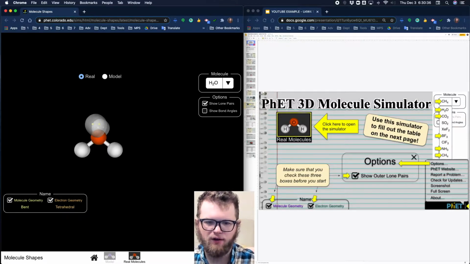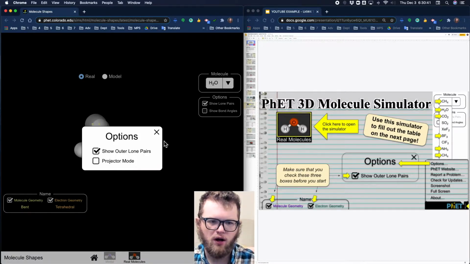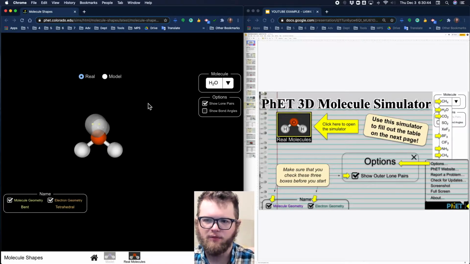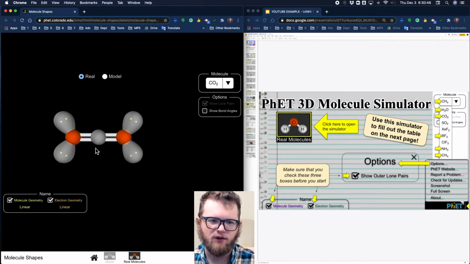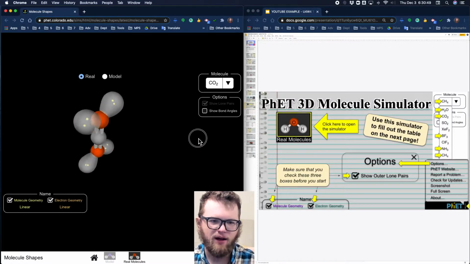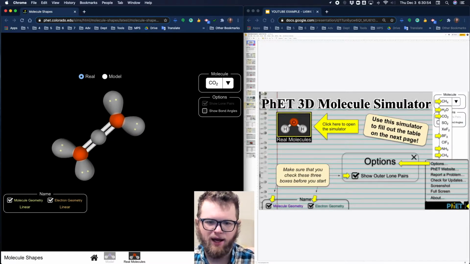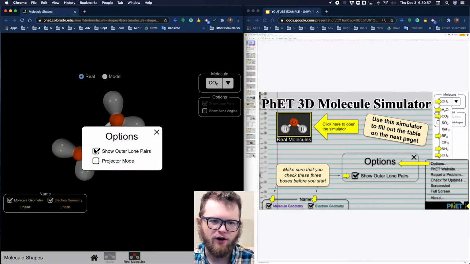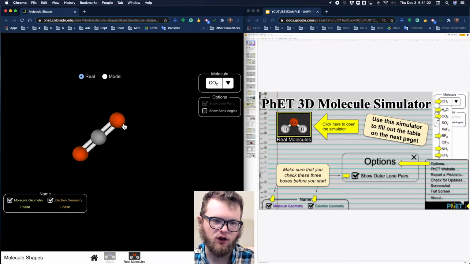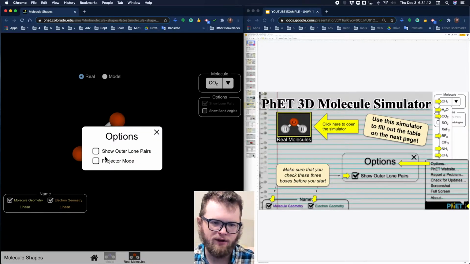We also can, though you don't have to, go to options, show outer lone pairs, and then we can look through several different molecules like that. If it makes it simpler to look at, we can turn off show outer lone pairs, and it will not show the lone pairs on the outside atoms. But for now, because it's more accurate, I want to leave that on.